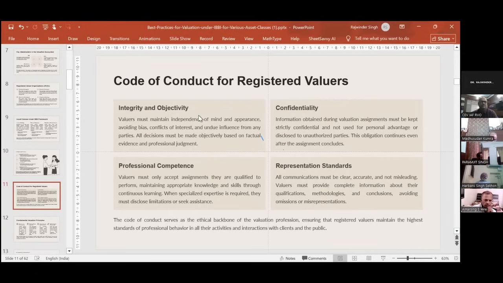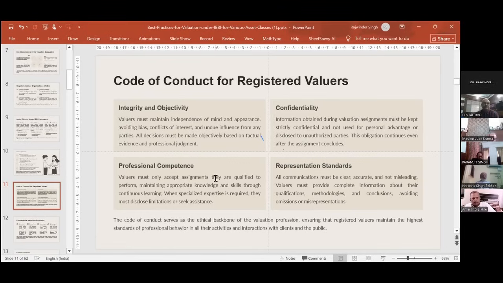Then the code of conduct for registered valuers, as far as IBBI registered valuers are concerned. First thing is integrity and objectivity. So, as far as an IBBI registered valuer is concerned, he must maintain independence of mind and appearance, avoiding bias, conflict of interest, and undue influence from any parties. So all decisions must be made objectively based on factual evidence and professional judgment.